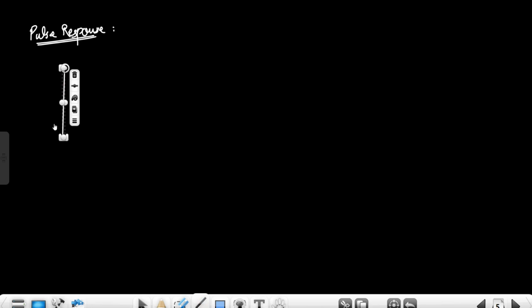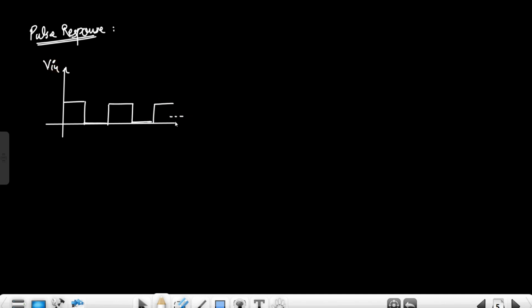Now the pulse response. For the pulse response, we will apply a pulse input. Now the pulse input can be of a variety of types. Say I first take the pulse like this, and it keeps repeating after this, right? So if this is the input for the ideal integrator, what will be the output? You can guess the output.